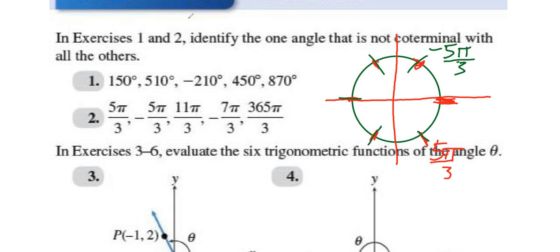So let's see where 11 pi over 3 lands. Let's see, 1, 2, 3, 4, 5, 6, 7, 8, 9, 10, 11. Ooh, so 11 pi over 3 is down here. I'm guessing they're all going to line up down there in that corner, so ding, ding, ding, negative 5 pi over 3 is the one that doesn't end in the same place. Right? Coterminal means it has to end in the same place. Did that make sense? Okay? It just has to end in the same place.